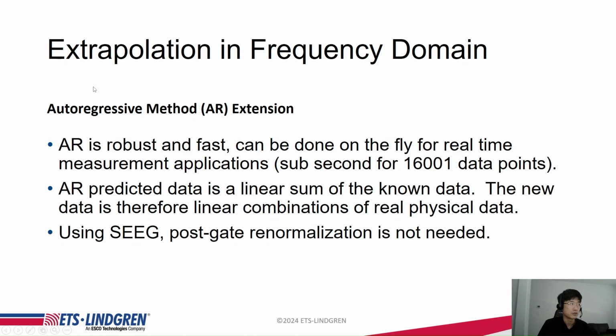Autoregressive method is used to extrapolate data in frequency domain. There are a couple of benefits. It is robust and fast, can be done on the fly. An AR predicted data is a linear sum of the known data. The new data is therefore linear combinations of real physical data. If we use SEEK, the post-gate renormalization is not needed.